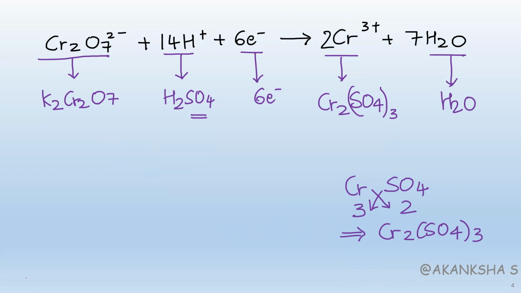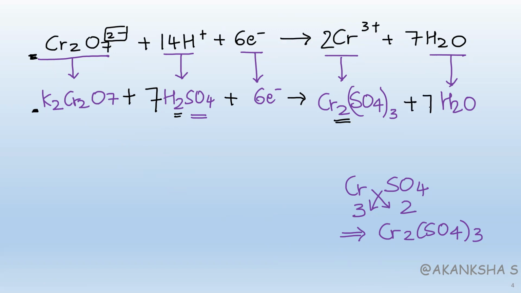Now let's try to balance it out. Potassium dichromate seems like the perfect one. Do we have any coefficients over here? No. So that's why there is no coefficient. 14 hydrogens, already twice the number has been accepted in the compound. So what 2s are 14? 7 2s are 14. 6 electrons, nothing needs to be changed. 2 chromiums, we are settled.